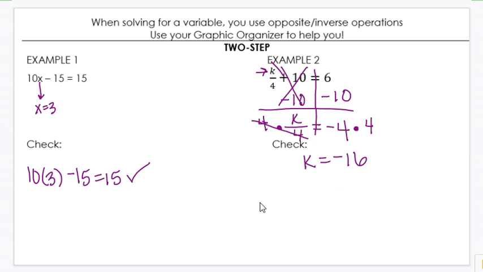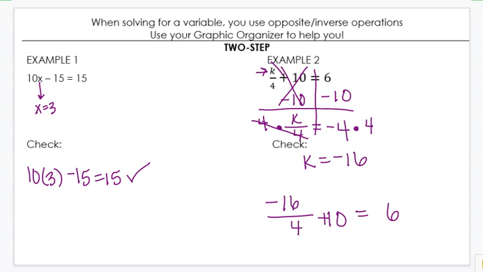And now I'm ready to check. So I'm going to rewrite my original problem, but where the k is, I'm going to write negative 16 to see if it checks out. So negative 16 divided by 4 plus 10, and I want to see if that equals 6. So in my calculator, I'm going to type negative 16 divided by 4 plus 10, and then hit the equal sign and see if I get 6.